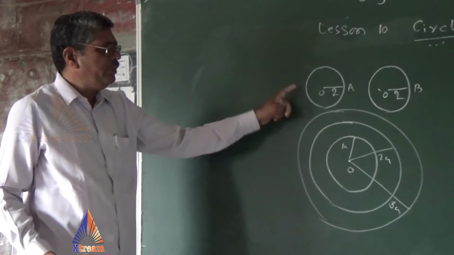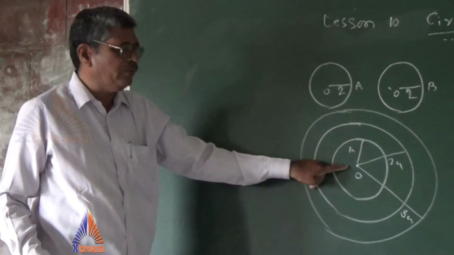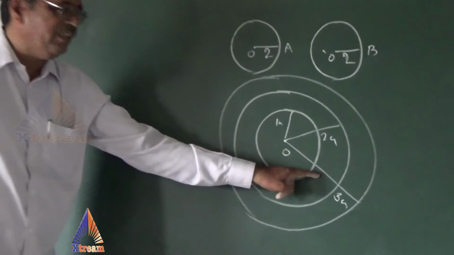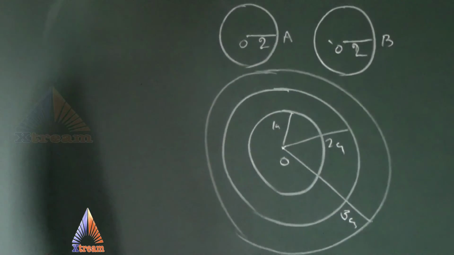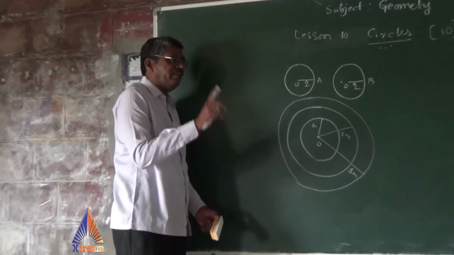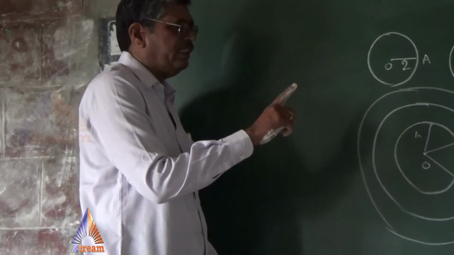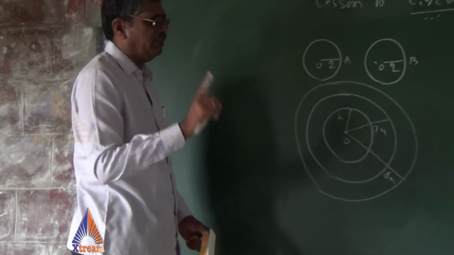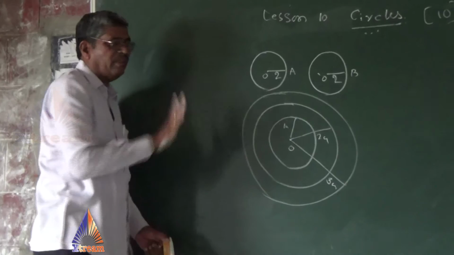So the difference between these two circles: in congruent circles the centers are different and the radii are equal; in concentric circles there is only one center and the radii are different. Concentric circles have a single center but different radii. Congruent circles have the same radius but different centers. These are the two differences between congruent circles and concentric circles.